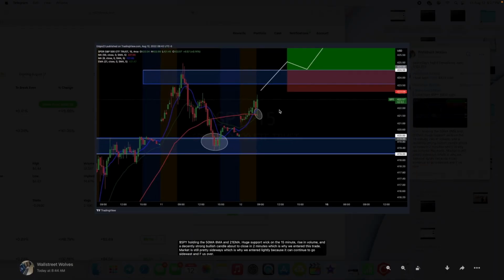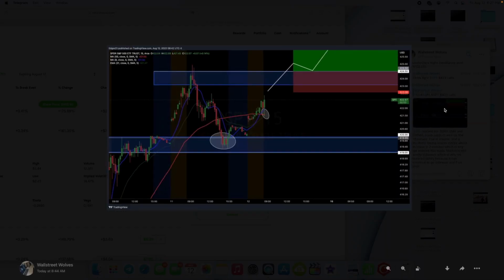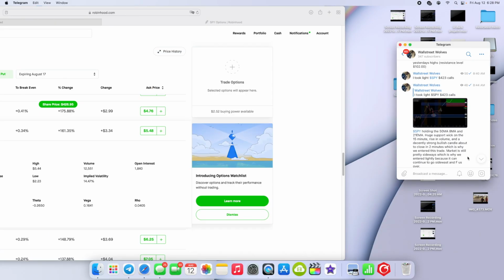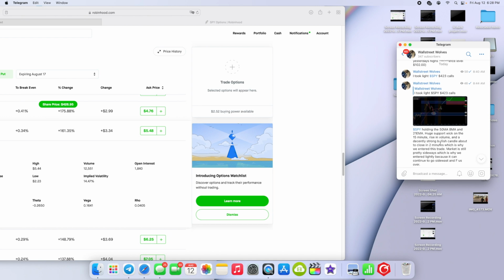Basically, this was a really good entry on the 15-minute chart. The 15-minute shows right here in this corner. That's always going to be the time frame chart that we're showing you guys. The time frame will be right here in this corner, right? And a decently strong bullish candle to close in 2 minutes. Market is still pretty sideways, of course, which is why we entered lightly.